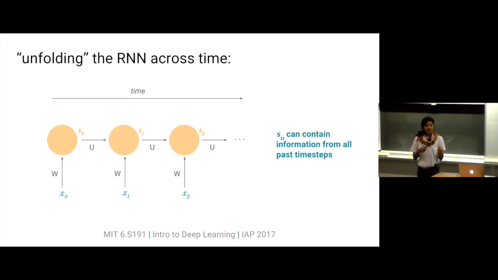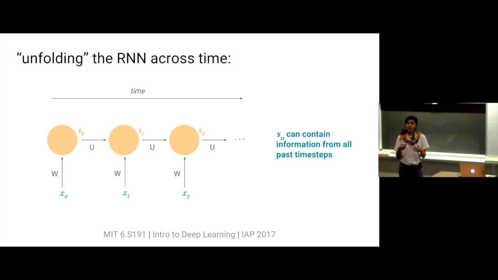OK, and the other thing to notice is that the cell state, S sub n, at any point in time can contain information from all the past time steps. So notice that the cell state at time 2 is dependent on the cell state at time 1, which is dependent on the cell state at time 0, and so on. So this solves our other problem about remembering information from far back in the sequence. Now, since each cell state is calculated as a function of the previous cell state, we can remember things from arbitrarily long ago.